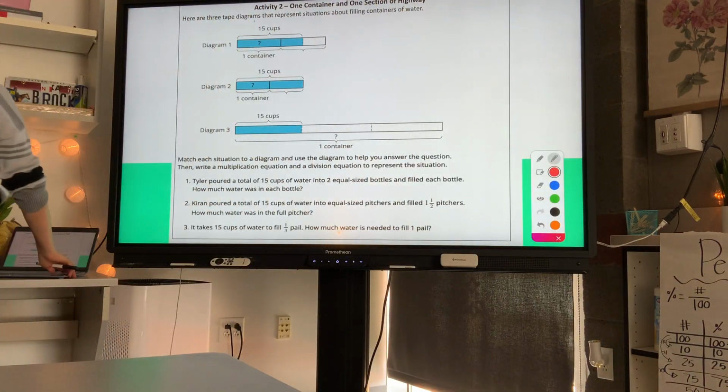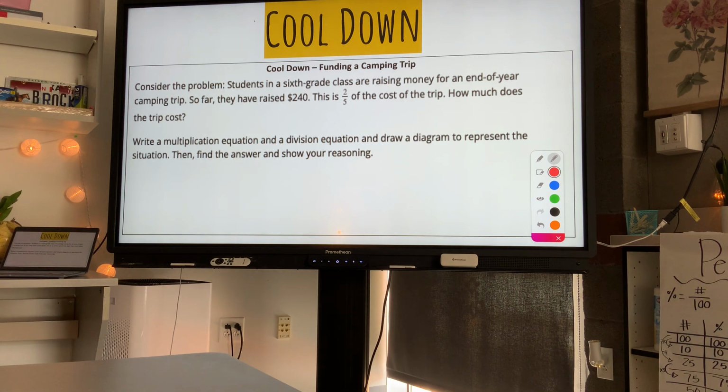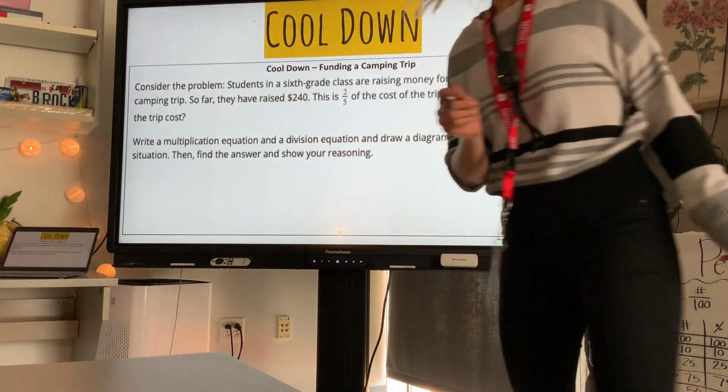Clearing it up and moving on to our cool down. So remember, this is a great time to pause and try to do the cool down on your own, and then check to see if you're doing it right. Okay. So funding a camping trip.